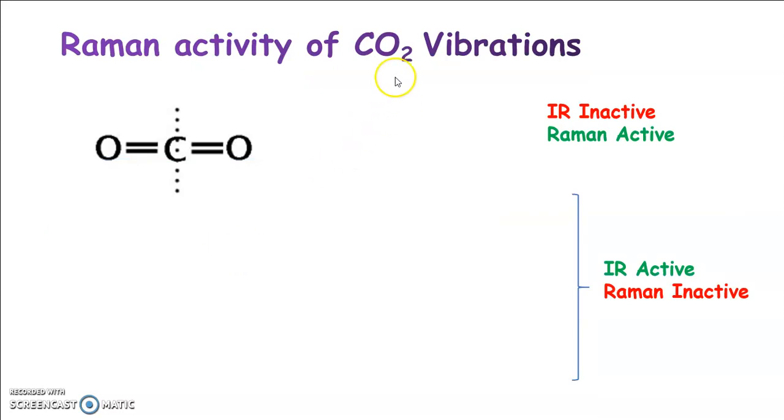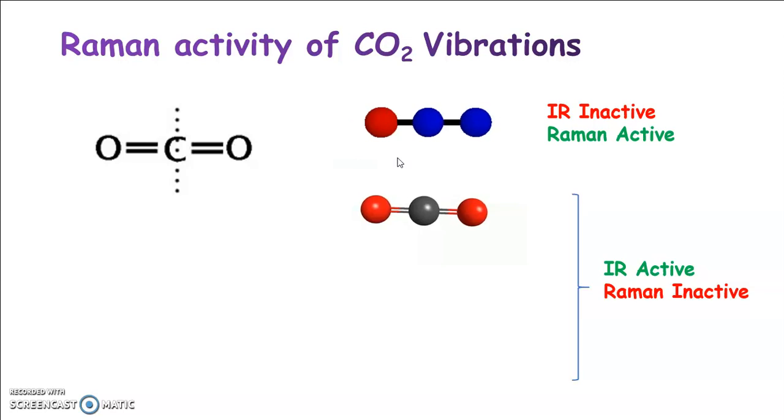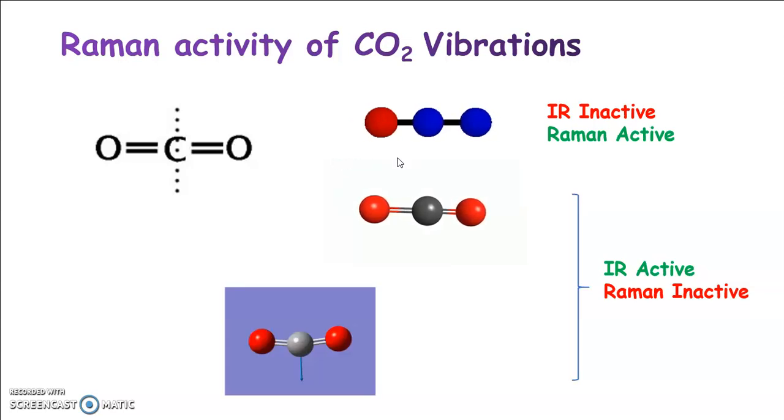For example, if we take carbon dioxide, which has a center of symmetry, its first mode, the symmetric stretching mode of vibration, we know is IR inactive since it does not possess a permanent dipole moment. It is Raman active. The other two, the asymmetric stretching and the bending vibrations, are IR active, so they will be Raman inactive.